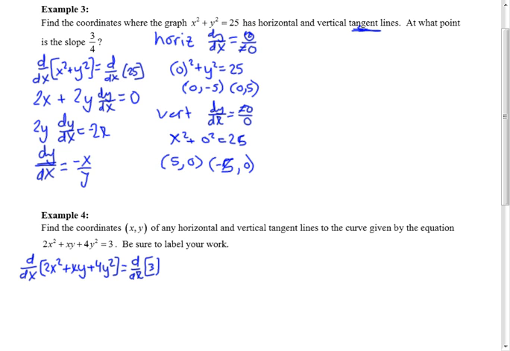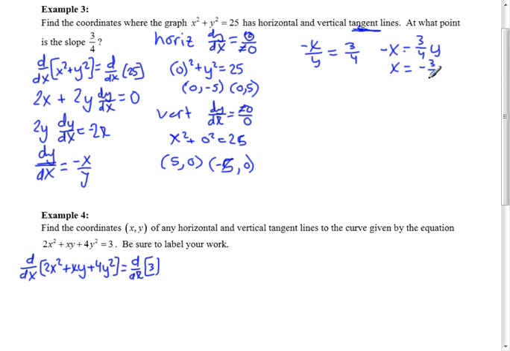The last question is, at what point is the slope 3/4? Well, then we just need to set our slope, or our derivative, equal to 3/4. And solving this, don't just assume that x is 3 and y is 4. Actually set this up and solve it. So I'm going to solve for x. You can solve for either x or y, it doesn't really matter. Okay, so we get negative x equals 3/4 y. So x equals negative 3/4 y.